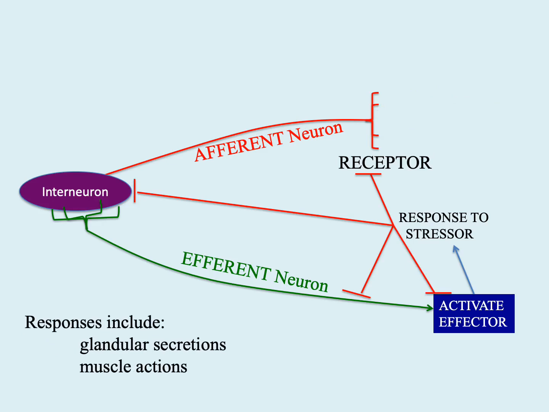The response to the stressor is going to inhibit the receptor being activated. It's going to inhibit the interneuron being activated. It's going to inhibit the pathway triggering the efferent neuron being activated in an attempt to make sure that we get the optimal response to eliminate the stressor. The responses that we see here are going to be through glandular secretions or through some sort of muscle action triggering the response. So if you think about a tendon tap reflex, this is what we're looking at.